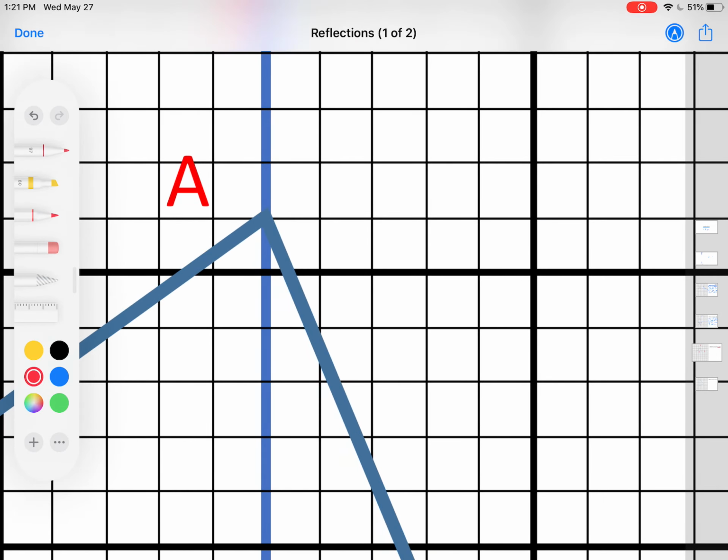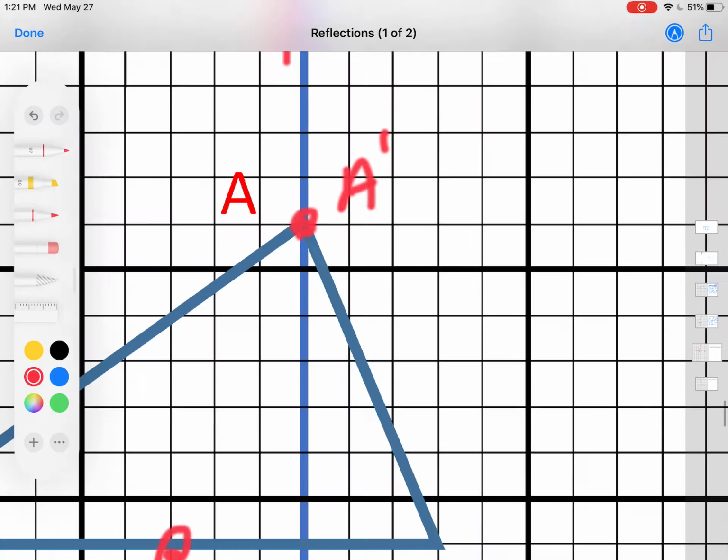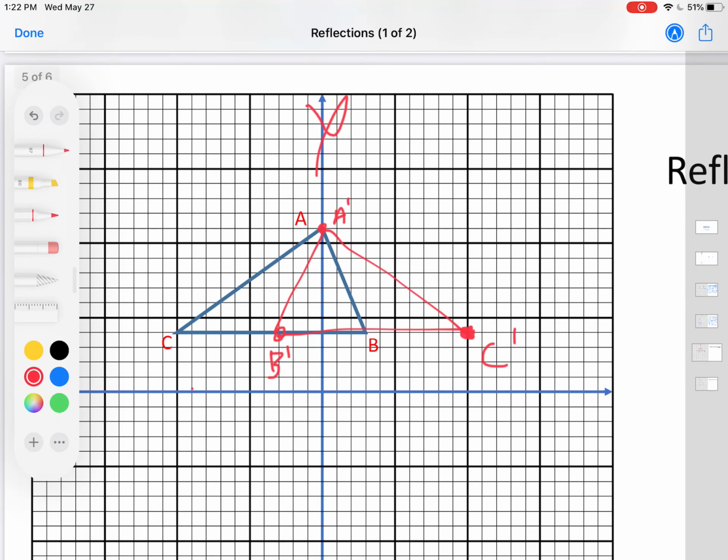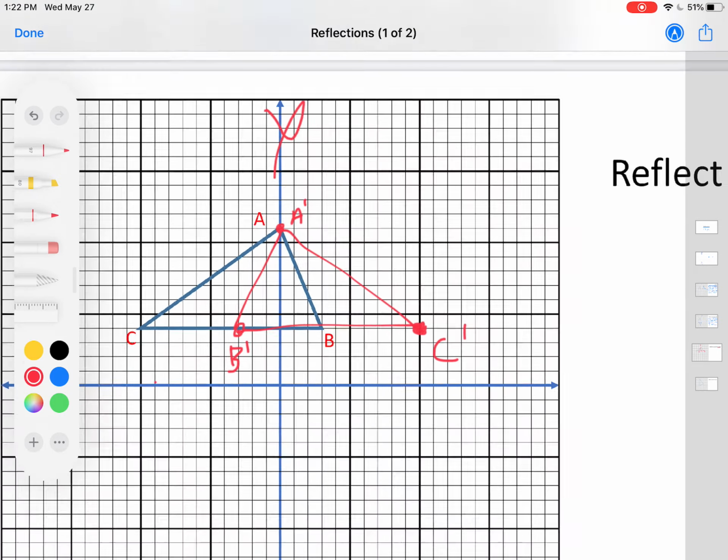Here's point A. How far away from the y-axis is point A? How many spaces? It is 0 spaces. So since it is 0 in one direction, it will be 0 in the other direction. Point A is in fact its own reflection. A and A prime are the same point because it is on the y-axis. It is on the axis we are reflecting across. Okay, connect the dots. There is the image of the original triangle, the pre-image.